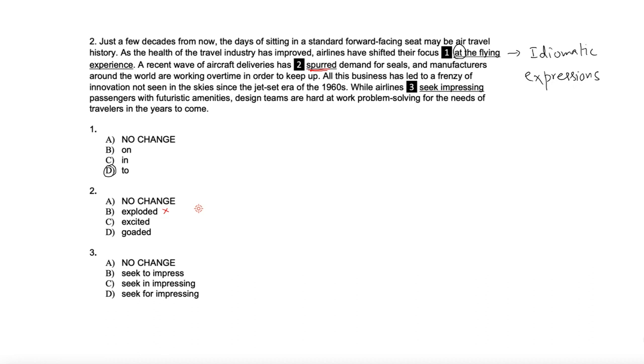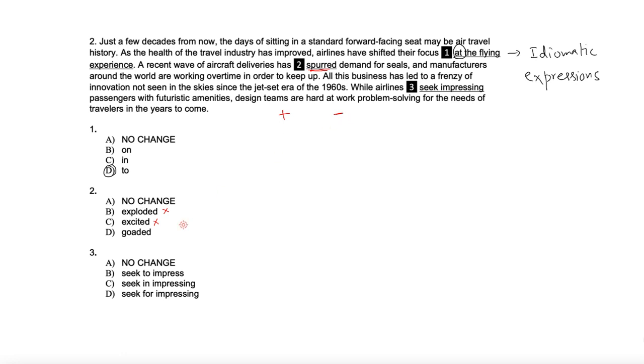Excited demand. Have you ever seen this phrase, excited demand? No, it is wrong. This word doesn't go with demand. So this is wrong as well. Now you're left with two option choices. One is goaded and one is spurred. Let's say you don't know the meaning of both these words. What do you do? In this scenario, you need to understand which word has a positive connotation and which word has a negative connotation. This is where you need to have somewhat of a knowledge of the English language.